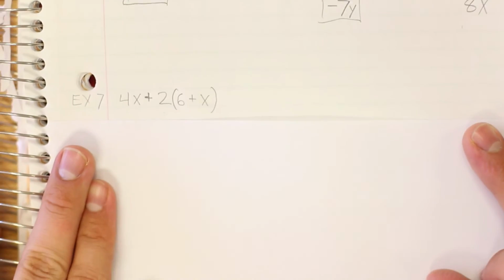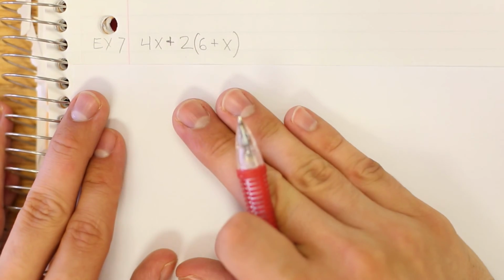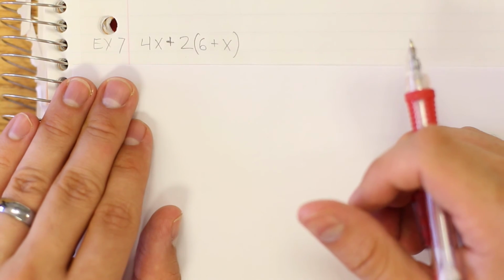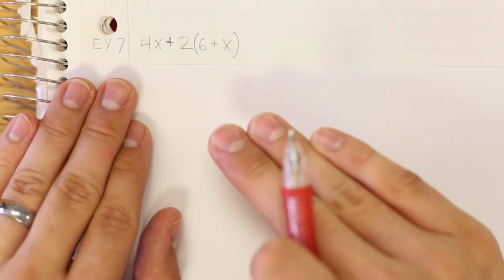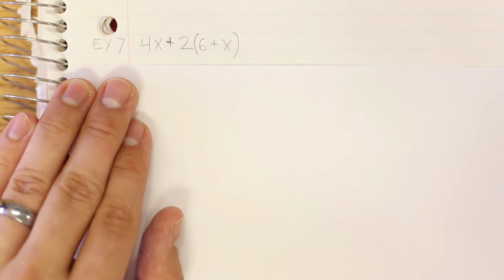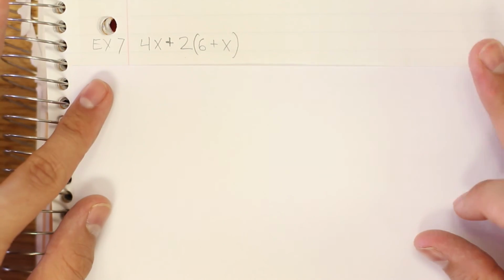I believe this is the last example. Using the distributive property and using what you've already learned about adding like terms, I want you to attempt to see if you can solve this by yourself. Pause the video, take a look at it, and see if you can solve it yourselves. And then click play and watch what I do.